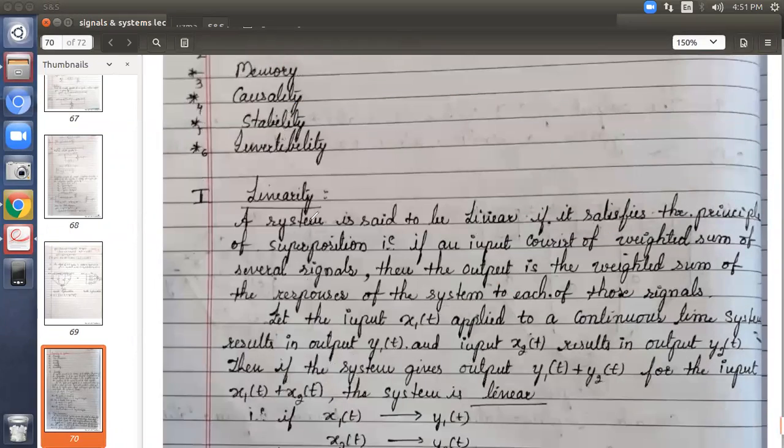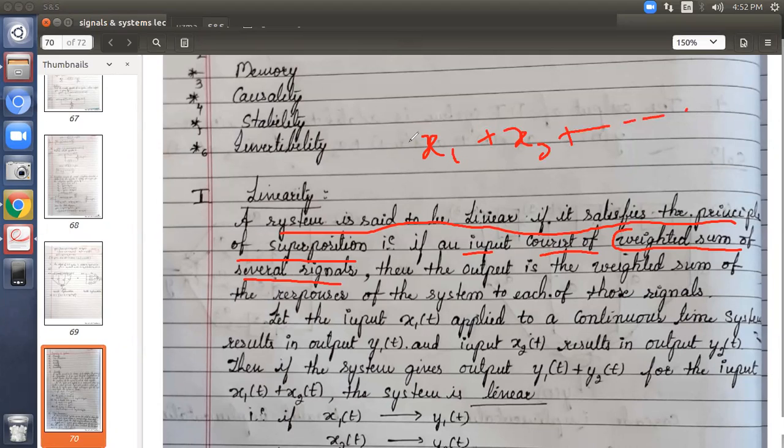That's what I have explained here. A system is said to be linear if it satisfies the principle of superposition. If the input consists of a weighted sum of many signals, weighted sum means it can be simply 1, 2, 3 like that, or it can have some coefficients, a x1 plus b x2 plus c x3 like that. So these weights are some general values. So it is the weighted sum of many signals. Then the output is also the weighted sum of the responses.